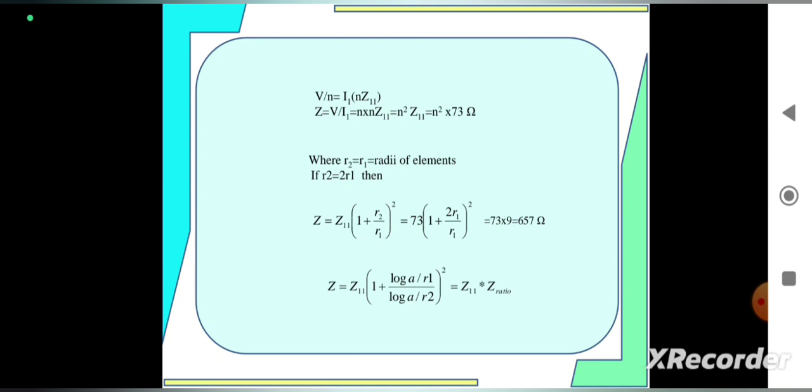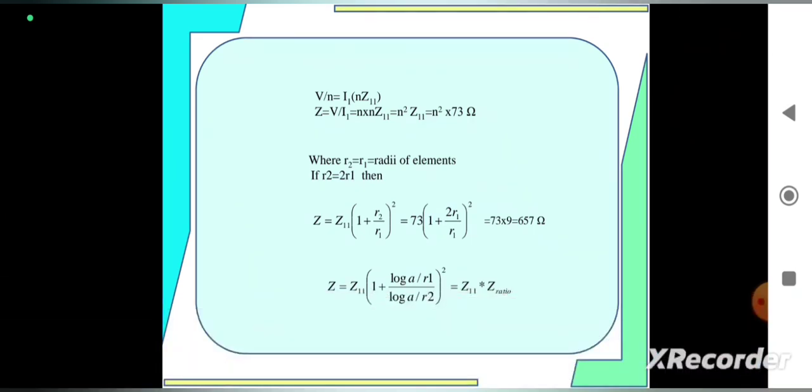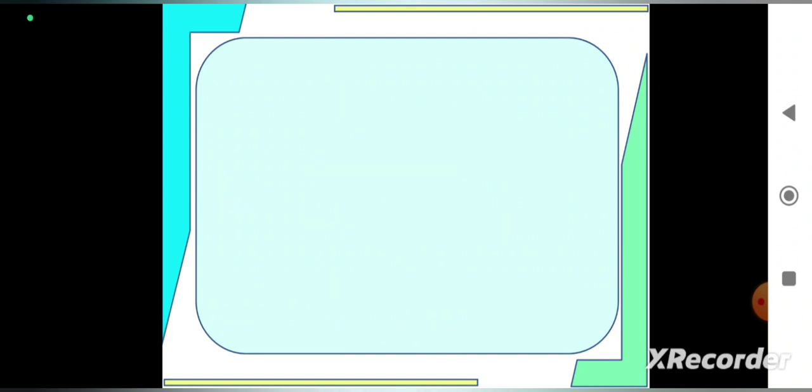Next, we have this equation in logarithmic form, that is Z is equal to Z11 into (1 plus log A divided by R1 divided by log A divided by R2) the whole square. We get Z11 into the Z ratio. This is the basic equation of the folded dipole antenna.